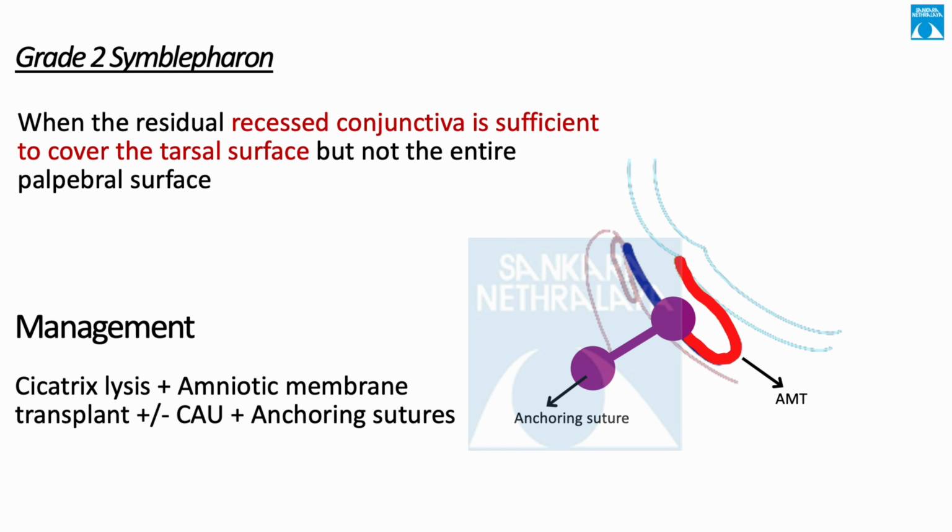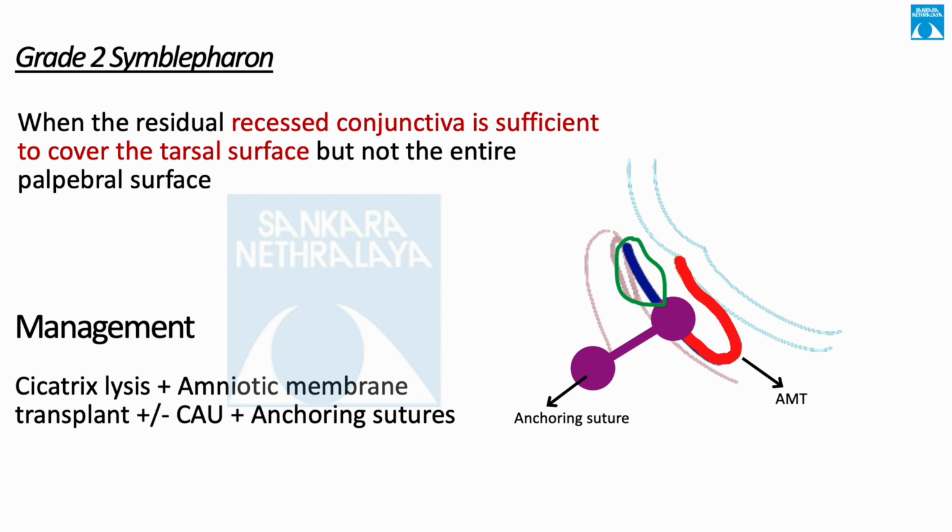However, if it is a grade 2 symblepharon, where the recessed conjunctiva is sufficient to cover only the tarsal surface and not the palpebral and the bulbar, in addition to the amniotic membrane transplant, you might require a conjunctival autograft along with an anchoring suture to keep your tarsal surface away from your bulbar surface so that the fornix remains formed.